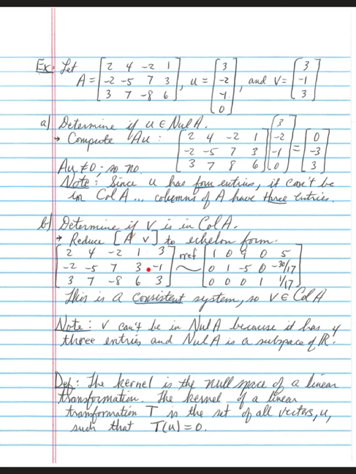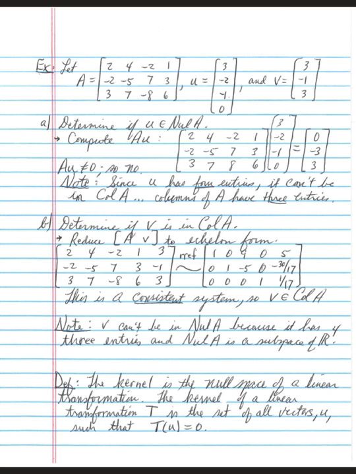So I took matrix A, which is the first four columns, put in matrix V as the last column, row reduced, and I've got x1, x2, x4. I do want to point out that this is a consistent system. So vector v is in the column space of A. Putting vector v in and solving the augmented matrix leads to a consistent system, so v is in the column space of A.